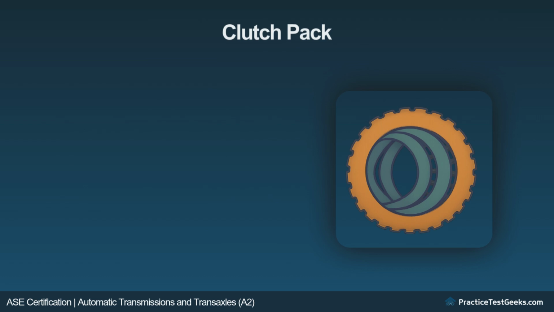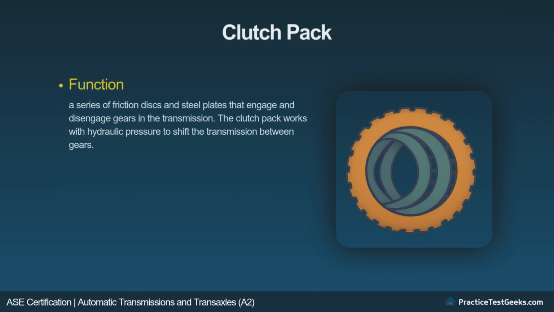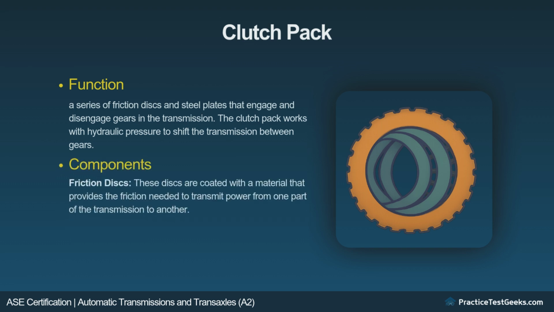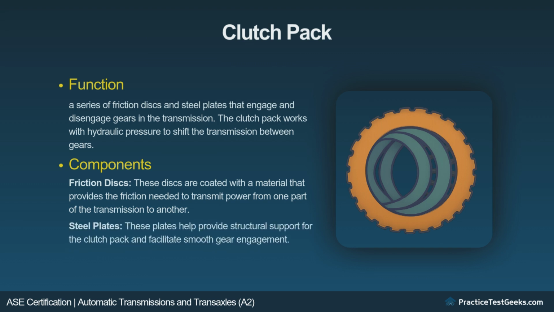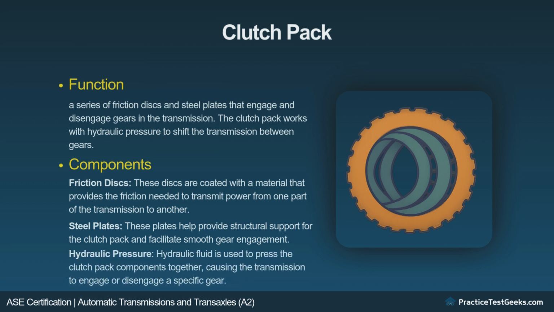Clutch pack. Function. A clutch pack is a series of friction discs and steel plates that engage and disengage gears in the transmission. The clutch pack works with hydraulic pressure to shift the transmission between gears. Components. Friction discs. These discs are coated with a material that provides the friction needed to transmit power from one part of the transmission to another. Steel plates. These plates help provide structural support for the clutch pack and facilitate smooth gear engagement.